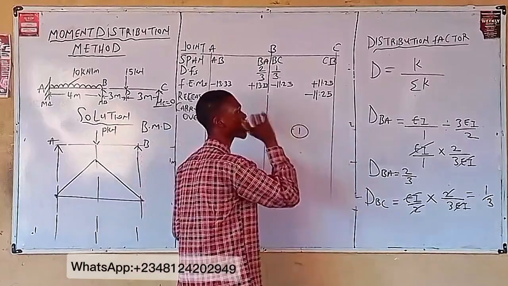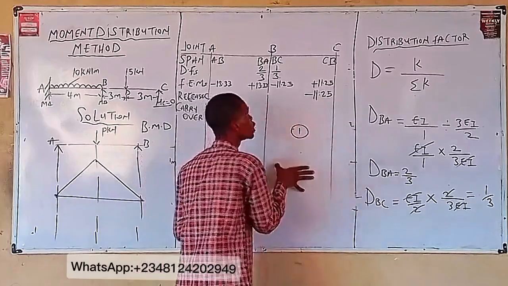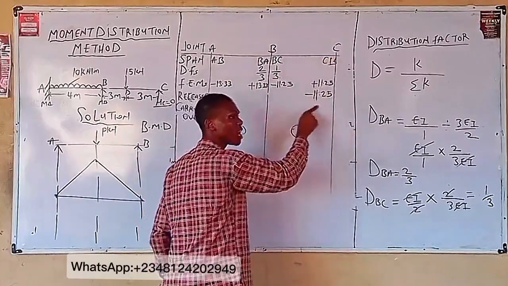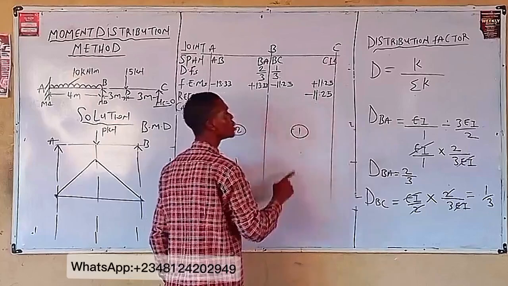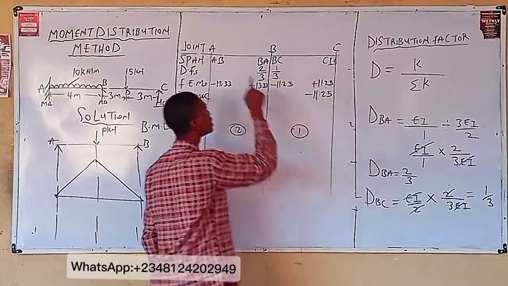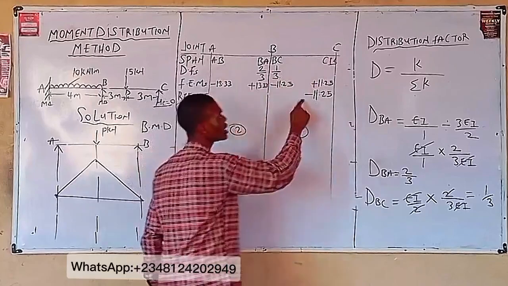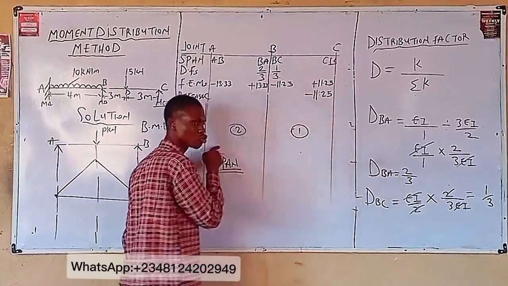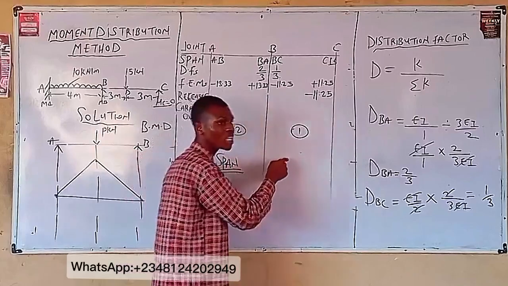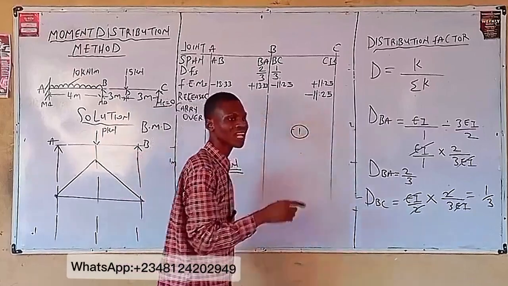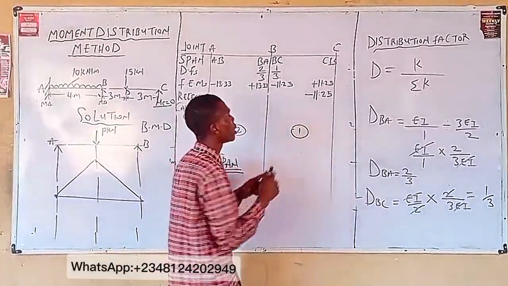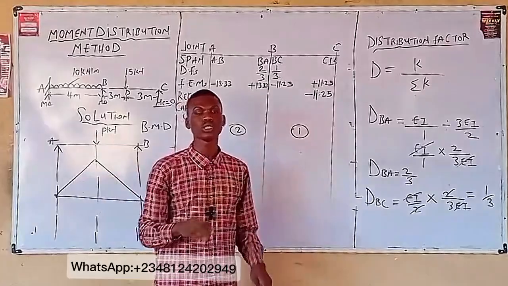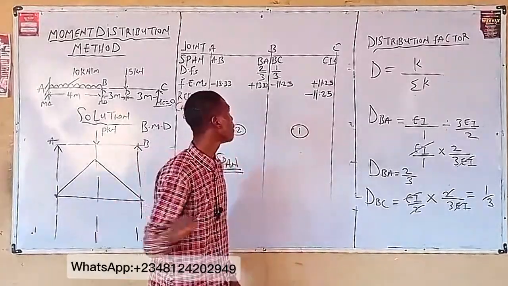The idea is that when you are carrying over, you are still at that span. This is span AB and this is span BC, right? I want to carry over this value. This carrying over that I'll be getting, am I still at span 1 or span 2? Span 1. What it means is that when you are carrying over, you are still maintaining that span. Just divide the value by 2.